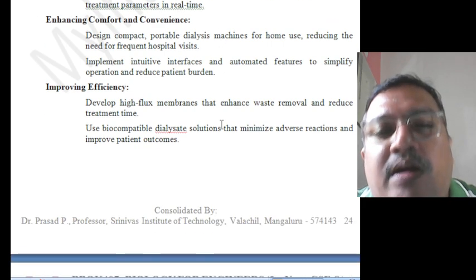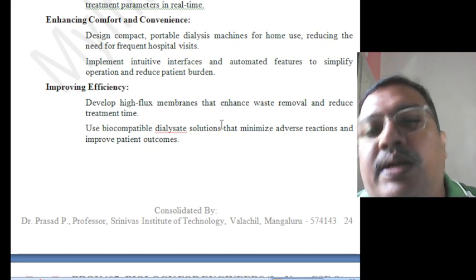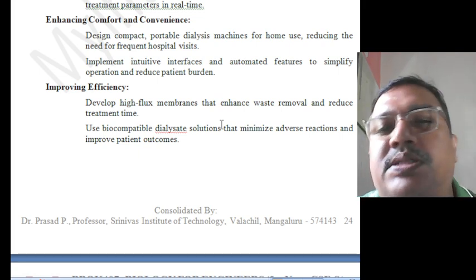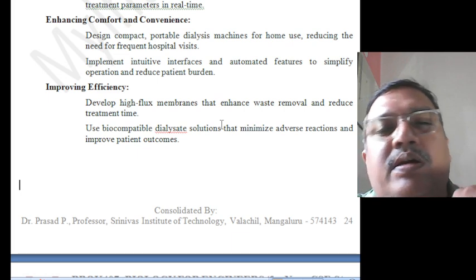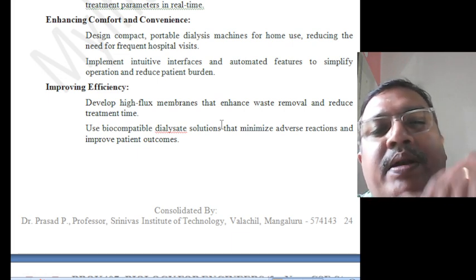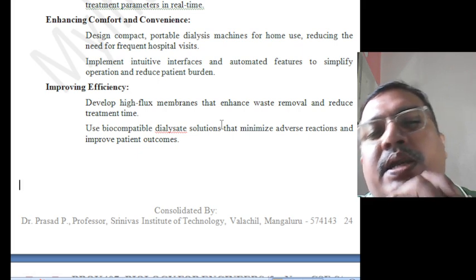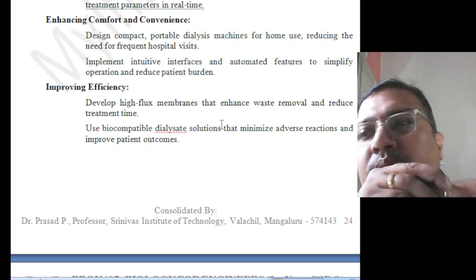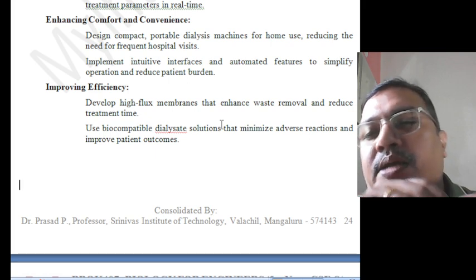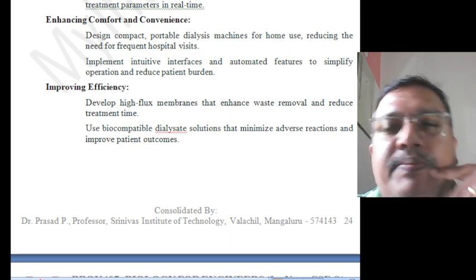Enhancing comfort and convenience: we need to design a very compact, very small, portable dialysis machine for home use, reducing the need for frequent hospital visits. They should implement intuitive interfaces and automated features to simplify operation and reduce the patient burden. The operation and other mechanisms should be simplified, so that any person is able to operate it and make it work.